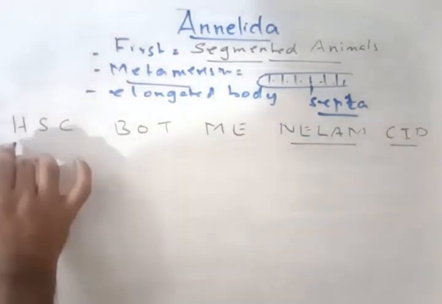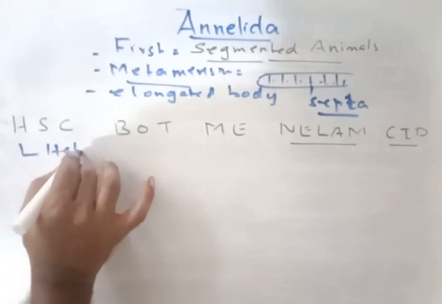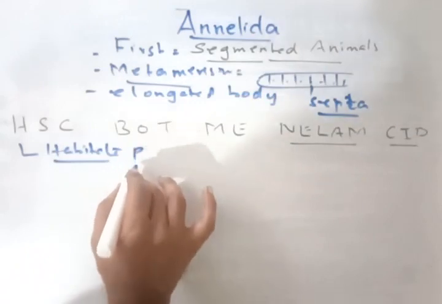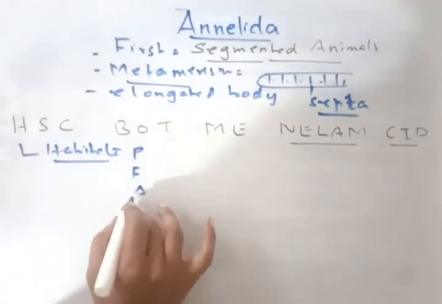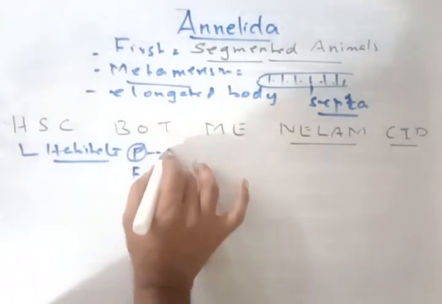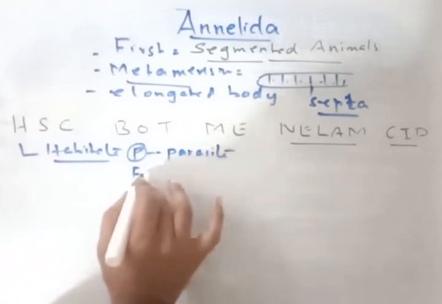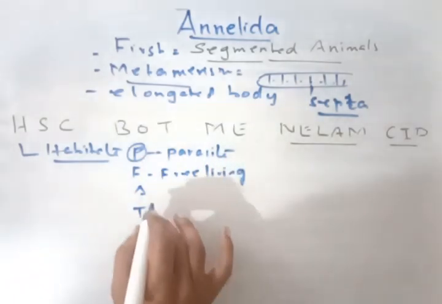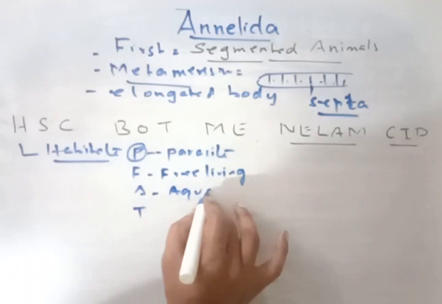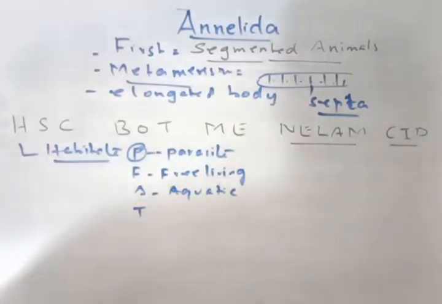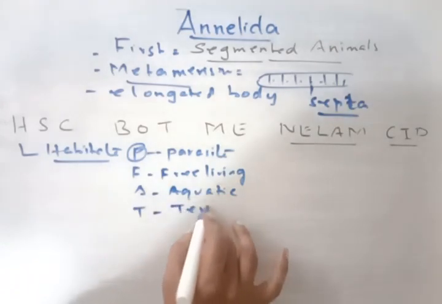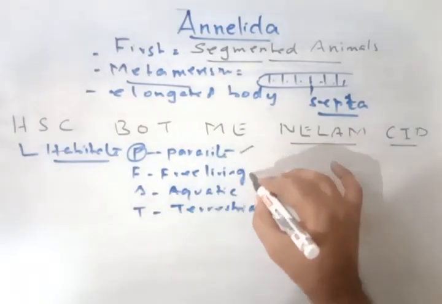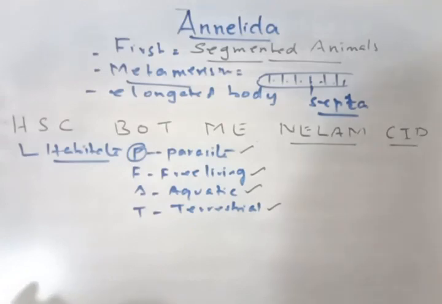So H will talk for the habitat. Here the habitat of this earthworm is various. So I'll just put it P, F, A and T. This P is for parasite. F is for free living. Okay, and this A is for aquatic. And the T here is for terrestrial. So these are the habitats: parasitic, free living, aquatic and terrestrial. Okay, right. So that is what.